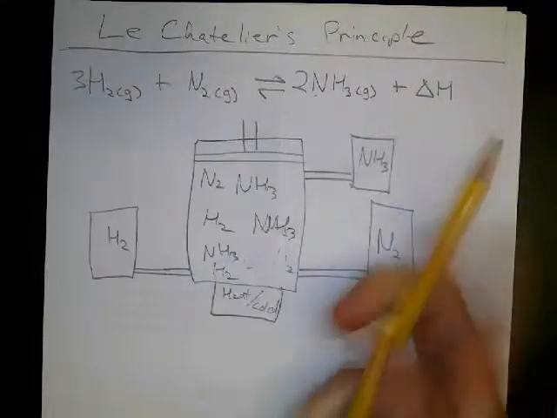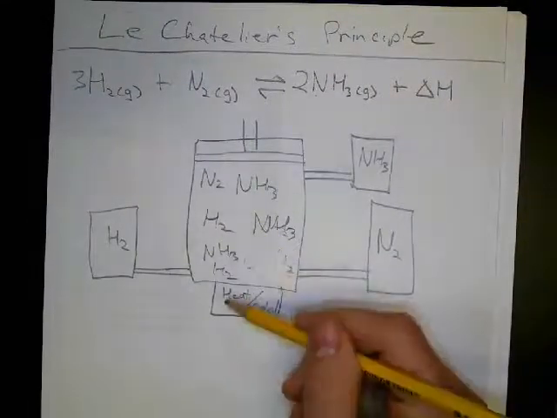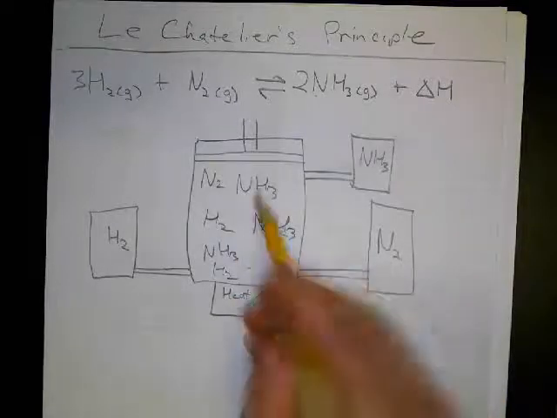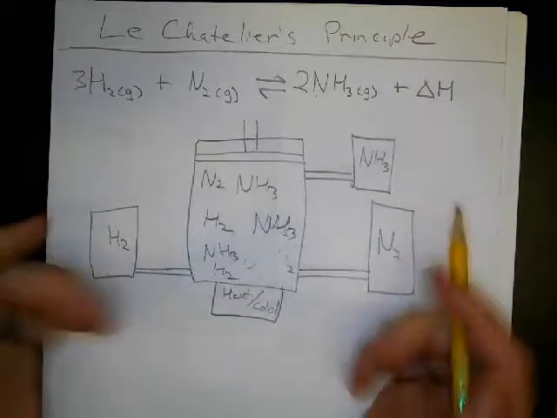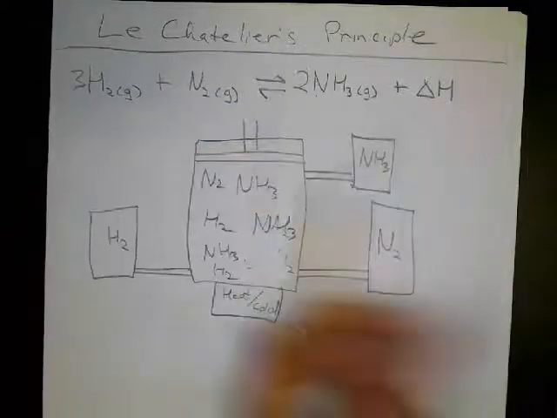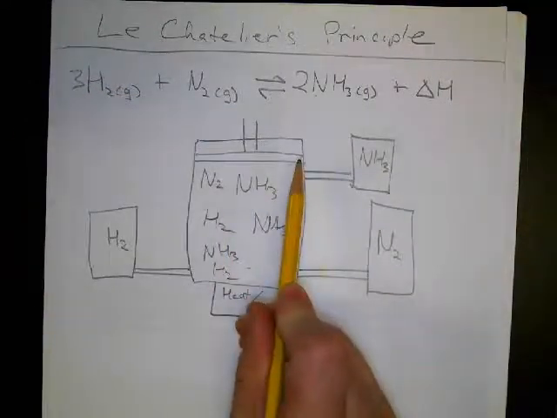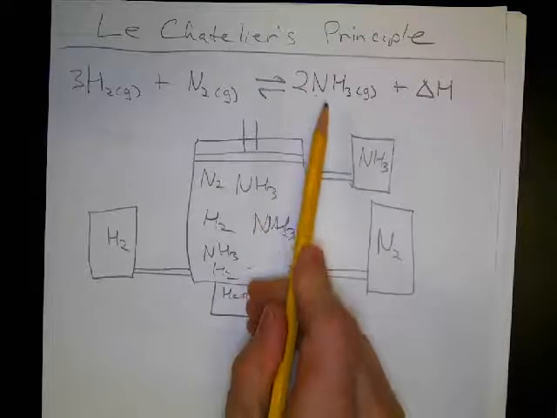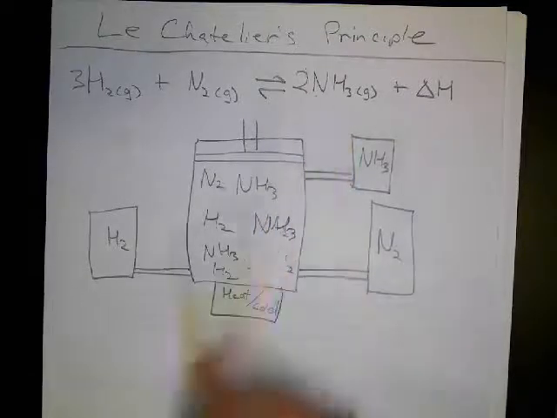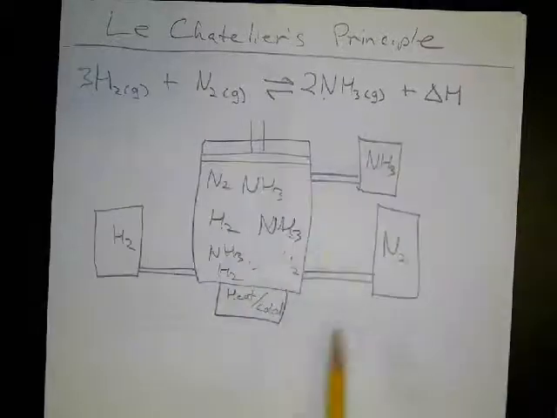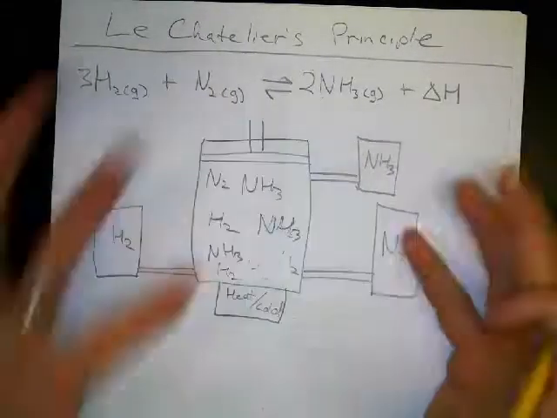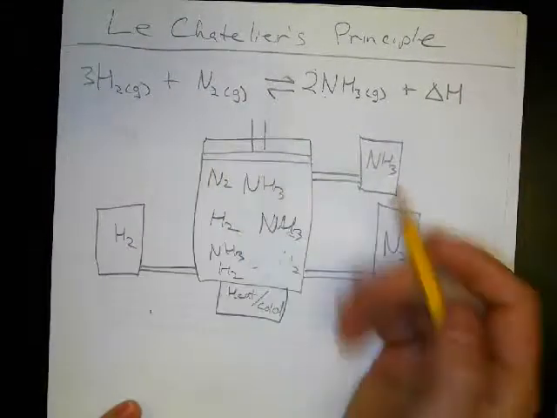Well, if we pull the H2 out, there's less H2 bouncing around and bumping into the N2s. And that's going to make that forward reaction slower. And if the forward reaction is slower, well, we're producing less NH3. But it doesn't change how much NH3 is falling apart, right? The backward reaction is still going at the same rate. So NH3 is spontaneously falling apart and turning into N2s and H2s.